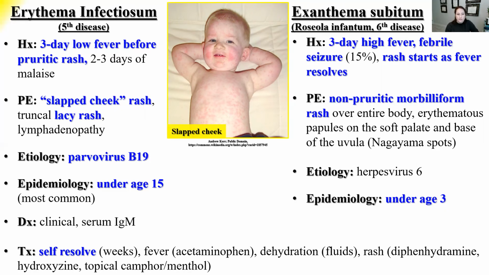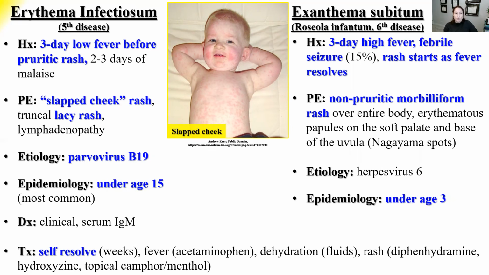The big key difference here between the physical exam, and you can see in this little guy's picture here, they get this coalescence of red on the cheek in fifth disease. You take 5 fingers for fifth disease and slap yourself on the cheek. That's how you can remember the slap cheek rash is fifth disease, not sixth disease. They'll get this truncal lacy rash in both of these disorders. But in exanthema subitum or sixth disease, they get something called Nagayama spots, which is erythematous papules on the soft palate and the base of the uvula. So those are key differences in the physical exam for both of these.